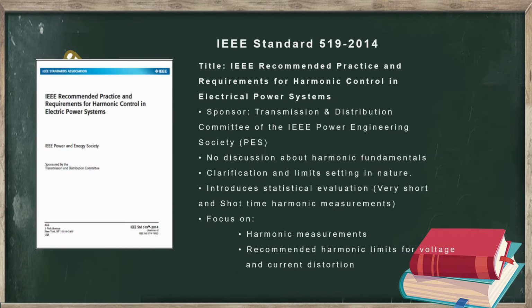This is the latest version of IEEE Standard 519. It was established in the year of 2014. The title is IEEE Recommended Practice and Requirements for Harmonic Control in Electrical Power System. In this version, it does not discuss the harmonic fundamentals. It is more on the clarification and limit setting in nature. Besides, it focuses on harmonic measurement, recommended harmonic limits for voltage and current distortion.